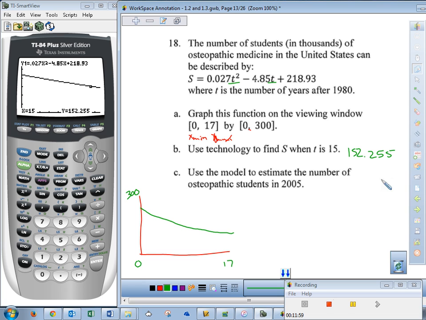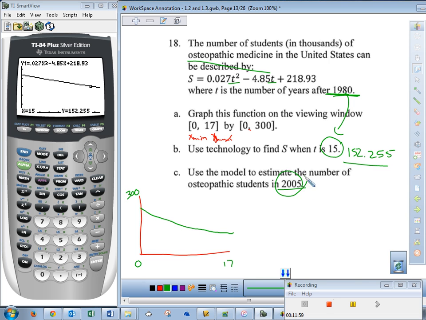So what's this about? That's about the number of students in thousands of that kind of medicine in the U.S. can be described by this. After 1980, so if t is 15, and that's years after 1980, wasn't that talking about 1995? Right? In the year 1995, there was about this many thousand students studying osteopathic medicine, is what that formula is all about. Use the model to estimate the osteopathic students in 2005.